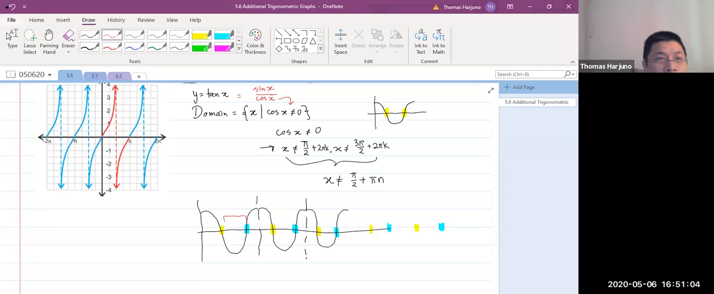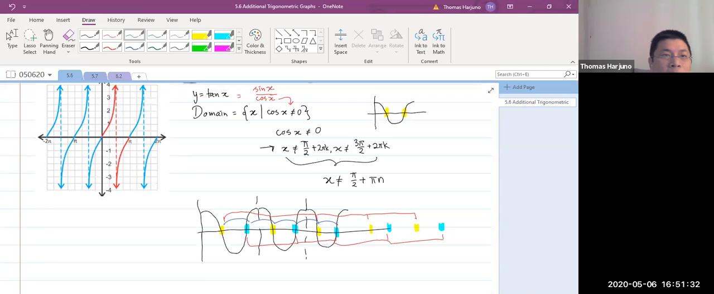Well, the spacing here is 2 pi, right? Plus 2 pi, plus 2 pi, plus 2 pi. And this one also plus 2 pi, plus 2 pi, plus 2 pi, right? Now we can condense that as pi over 2 plus pi, plus pi, plus pi, plus pi.